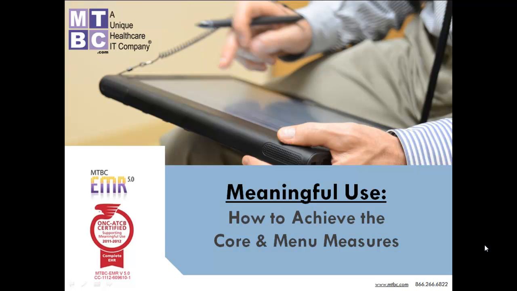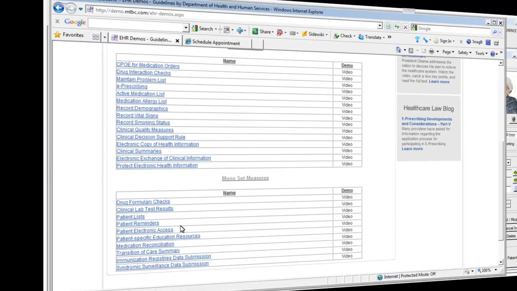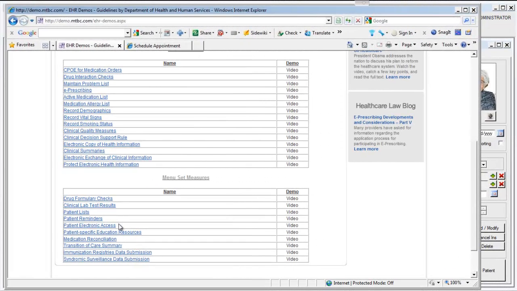Welcome, and thank you for taking the time to watch this demonstration on meaningful use, how to achieve the core and menu measures. This video demonstration will cover menu measure number 5, patient electronic access. Let's get started. First, let's open up the PDF from the MTBC website for patient electronic access.